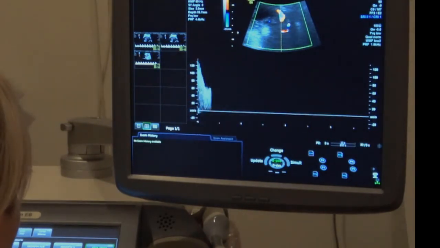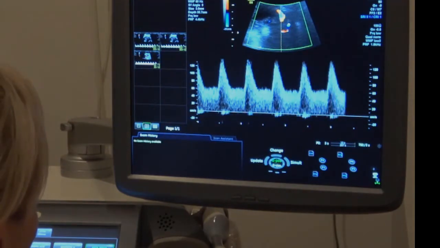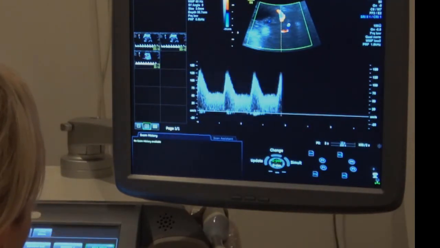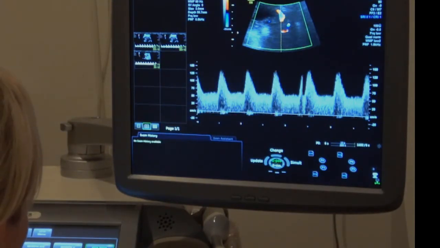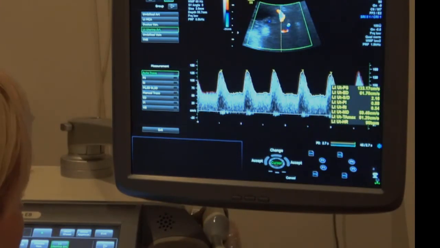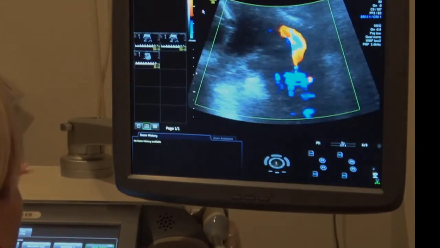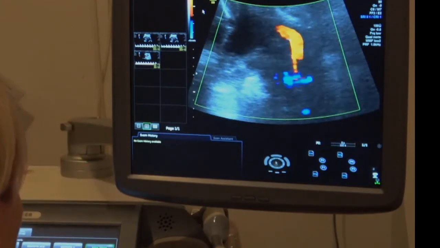With the baseline down so you can see the whole waveform. If you can't see it, increase your PRF. The waveform looks nice and even. Maximum velocity is around 133, so that's fine. But even by increasing the PRF, you can still see it aliases. It lights up like a Christmas tree.